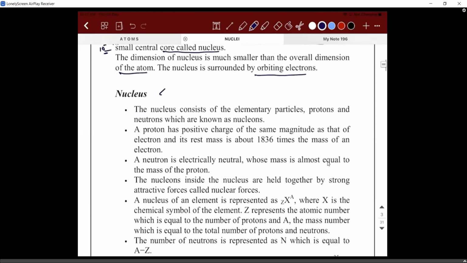So what does a nucleus consist of? A nucleus basically consists of two particles inside it. One is a positively charged particle called the proton, and the neutral particles called neutrons.